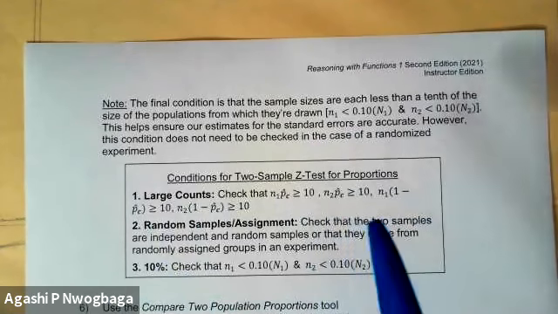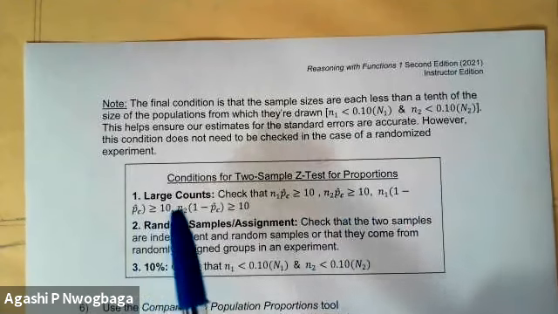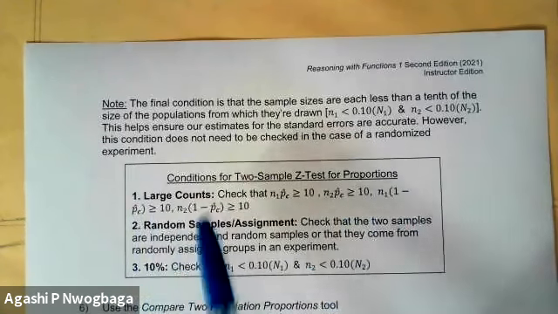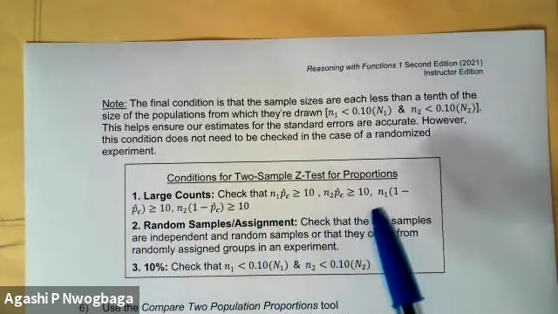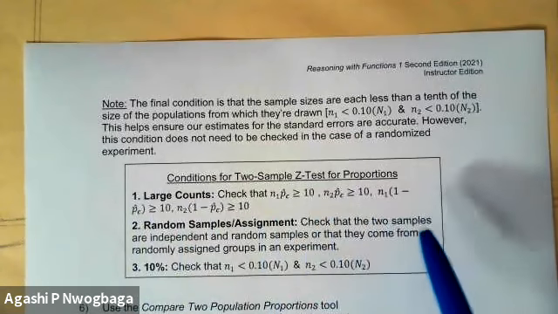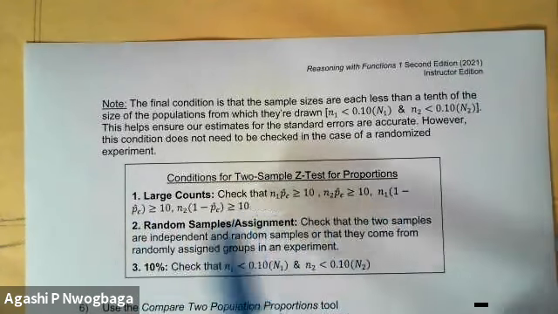Conditions for two sample z-tests for proportions. The first condition, large counts. Check that N1 PC is greater than or equal to 10, N2 PC is greater than or equal to 10. And when we multiply by 1 minus PC, we still get numbers greater than 10.